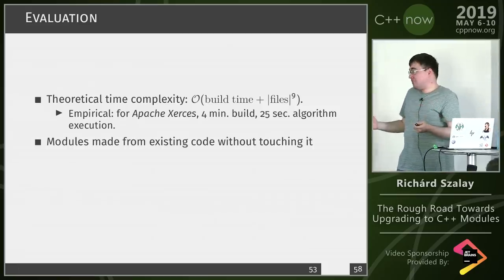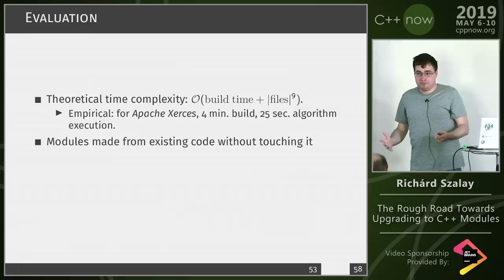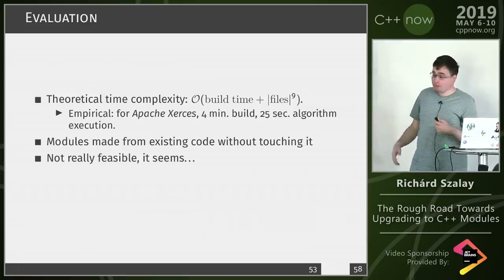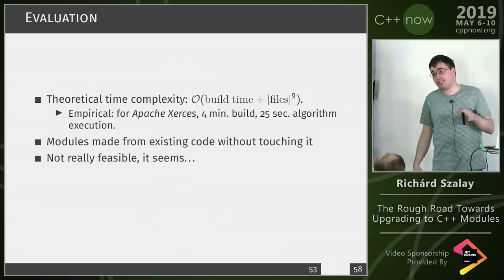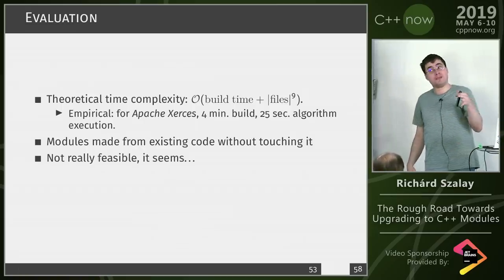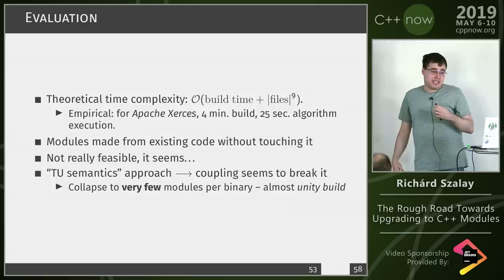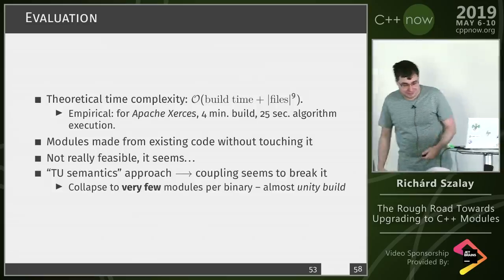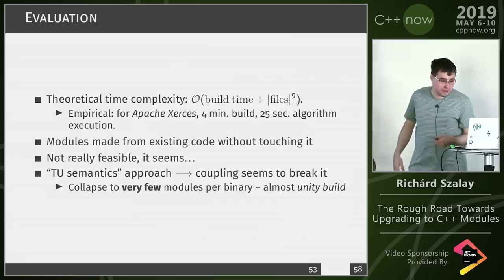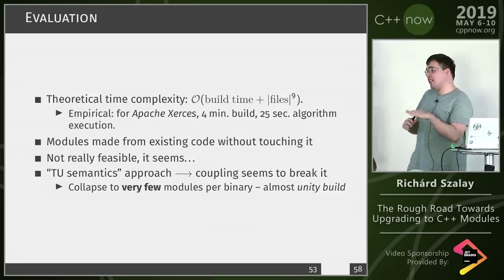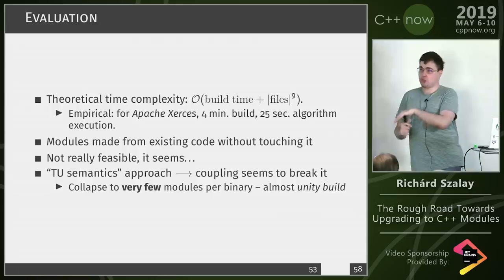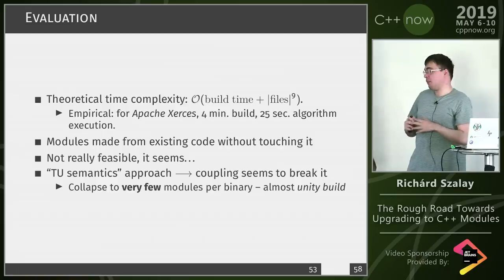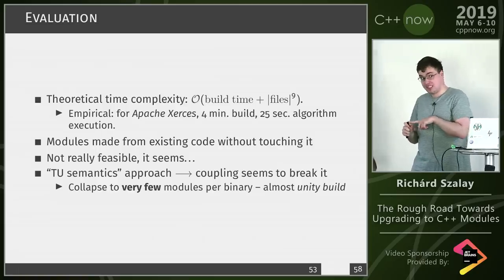Now, what I did is not touch your existing code fundamentally, which was the original goal. Perhaps it's a very, very blind goal. And the result is that it's not really feasible when it comes to actually making modules. At least I made a good Unity build tool. That's a takeaway. At least I made a good Unity build tool. The key catch is coupling, which creates the dependency, which breaks the thing. And the result is very, very few modules per binary in most cases.